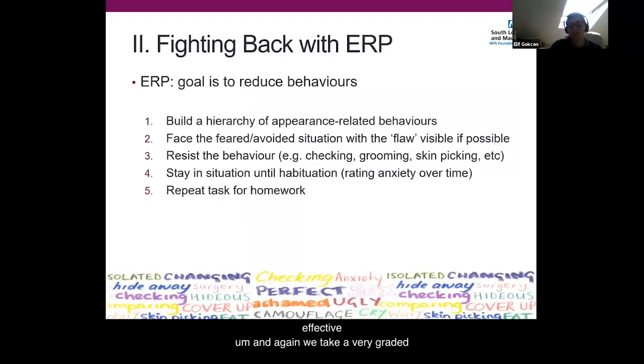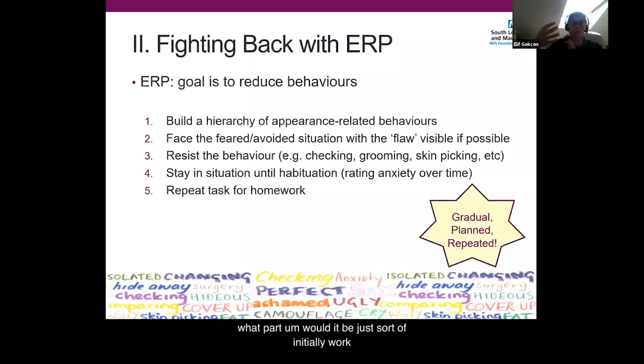And again, we take a very graded approach with this, so it might be that going to the shop without your hat, for example, might be a big step to take. And we might break that down into thinking, what part would it be, just initially leaving your home, walking down the road, how much of your head might be exposed, for example.